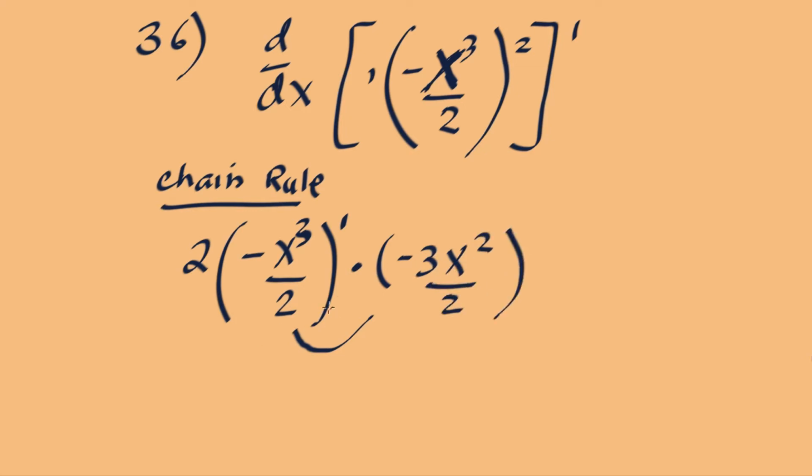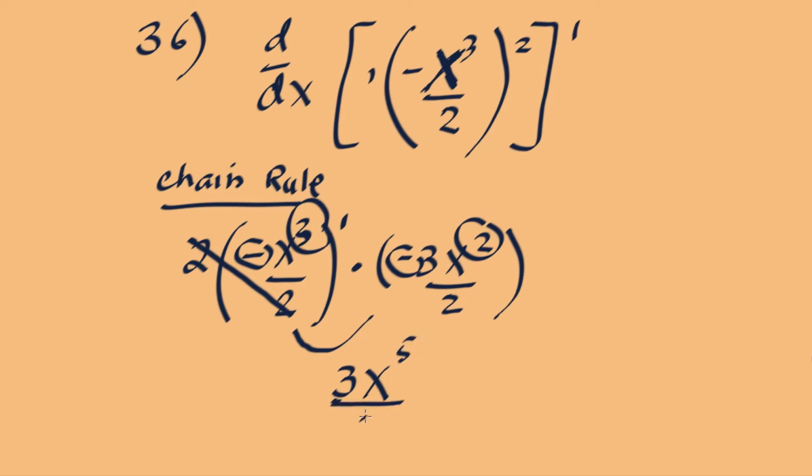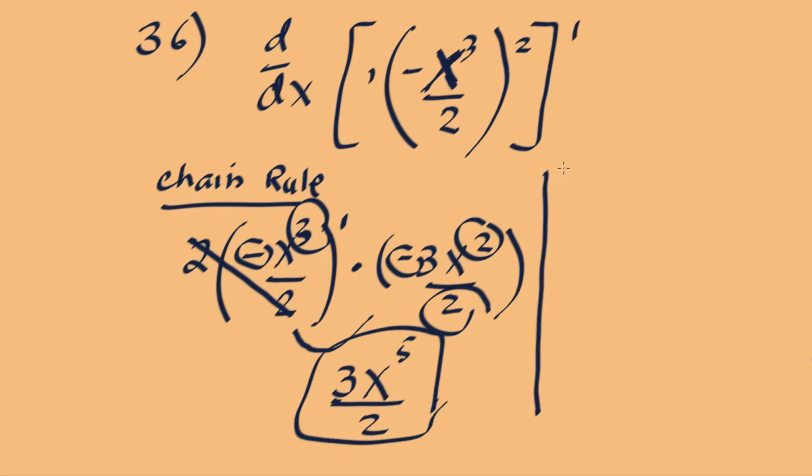Then simplify. I can cancel these 2's here, and the negative times the negative is a positive, 3x. Now the exponent 3 plus 2 is 5, over 2. So that's the chain rule.